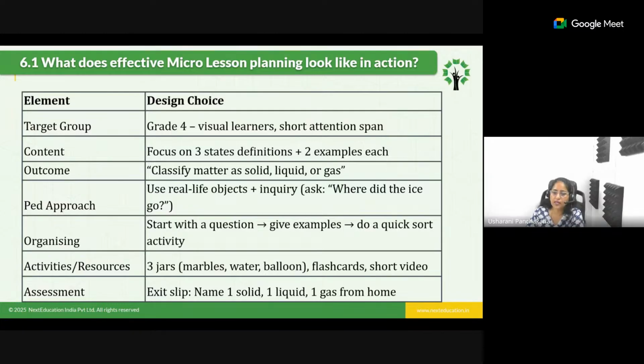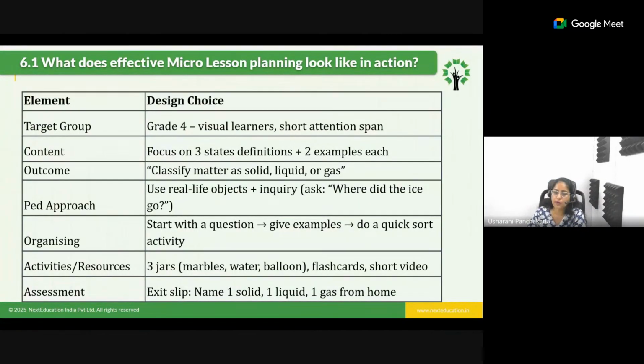Now coming to the target group: grade 4 visual learners, having a short attention span, is what you are under the impression of, because you know the class caliber. And coming to the content, focus on 3 states of definitions and 2 examples each, not more than that. The outcome is to classify the matter as solid, liquid or gas. That is the learning objective that you have set.